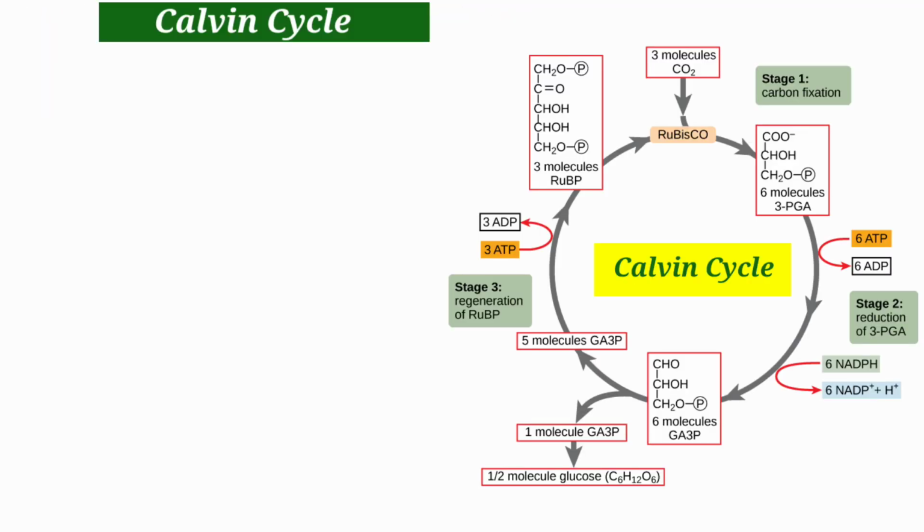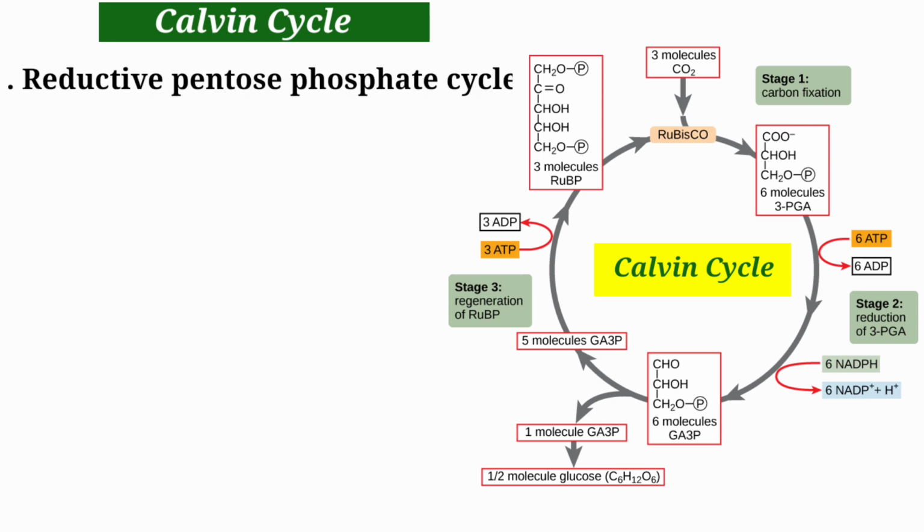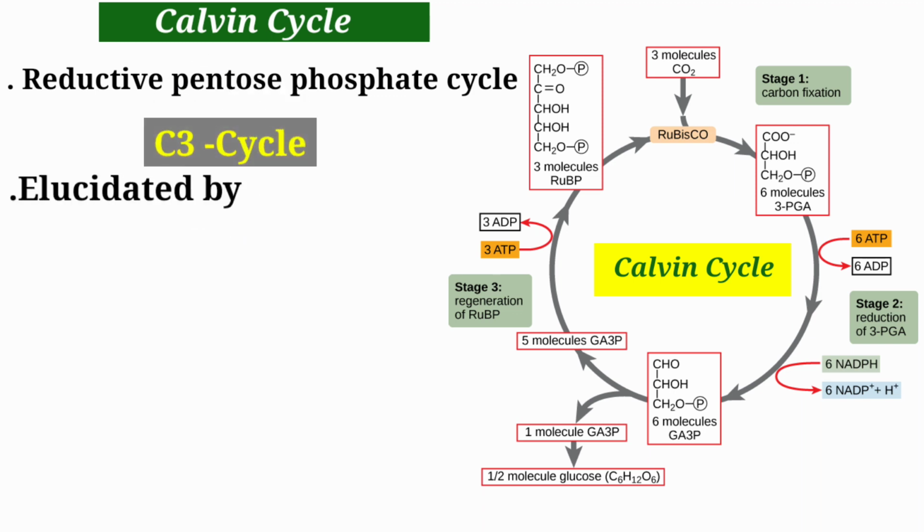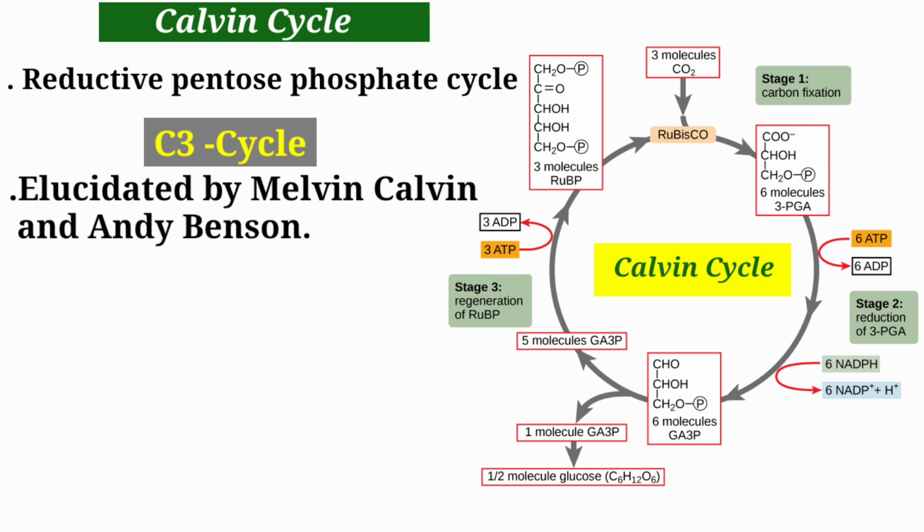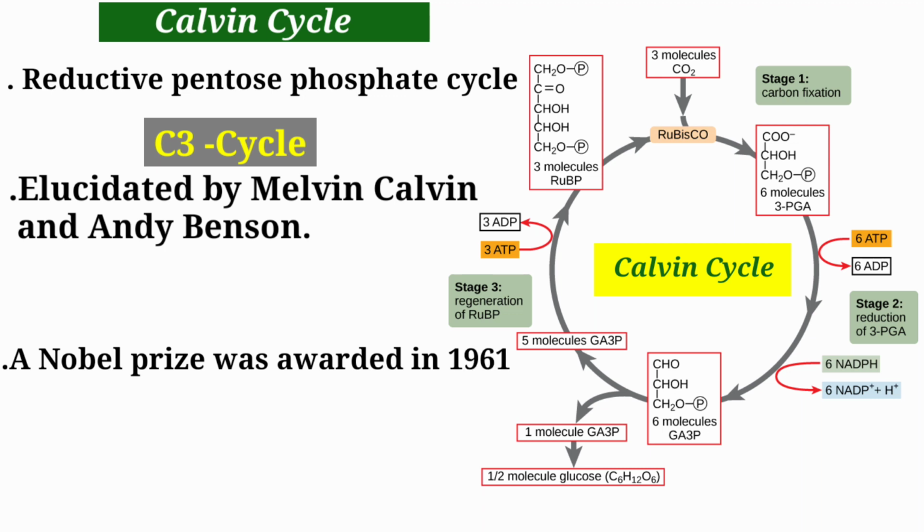Now we are going to discuss the light-independent reactions, or Calvin cycle. The Calvin cycle is also known as the reductive pentose phosphate cycle or C3 cycle. The Calvin cycle was elucidated by Melvin Calvin and Andrew Benson. For the discovery of this cycle, Calvin was awarded the Nobel Prize in 1961.